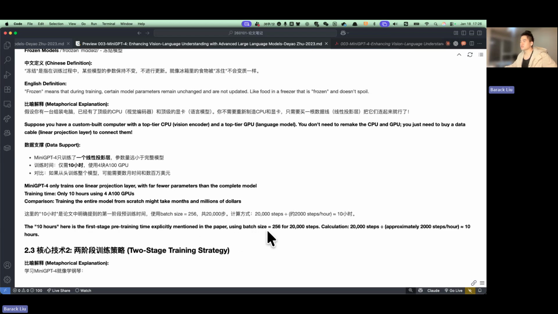Using batch size, okay, it's around 20,000 steps, around 10 hours.